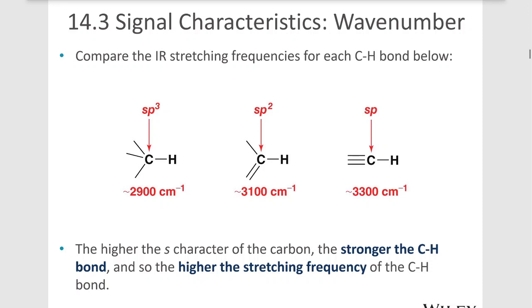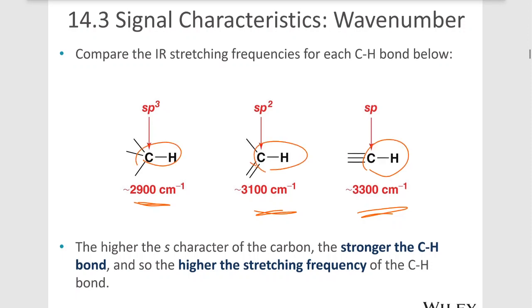So if we consider the stretching frequencies for each of the carbon-hydrogen bonds below, around 2900 we have sp3 hybridized bonds, 3100 we have sp2 hybridized bonds, and 3300 we have sp hybridized CH bonds. So these are our carbon-hydrogen bonds. The stronger the CH bond, the higher the stretching frequency. The shorter bonds are going to be stronger, and that's going to give them a higher frequency.